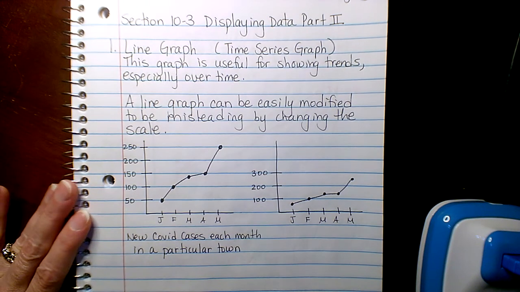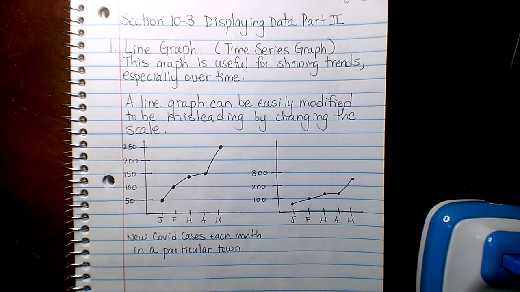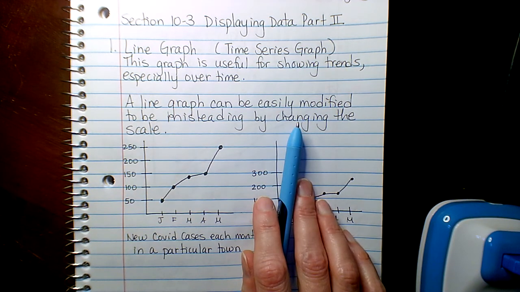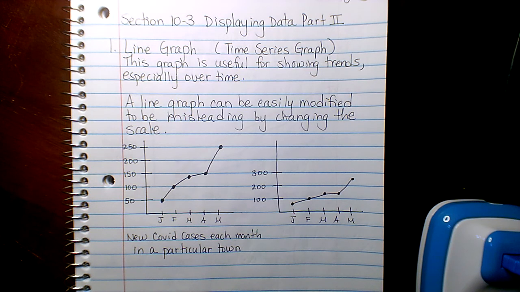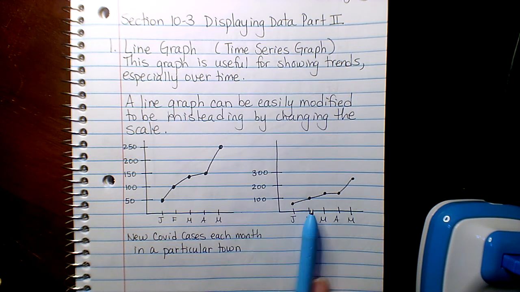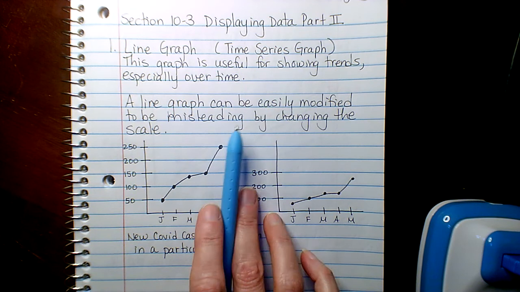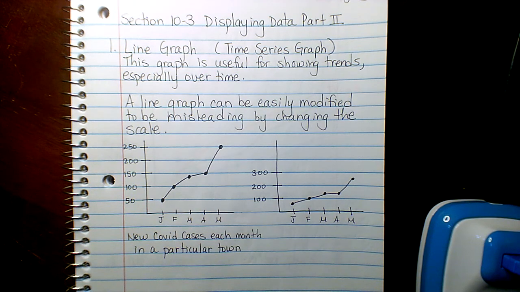So, for instance, a lot of the line graphs that we've been seeing lately have to do with COVID cases, right? So, you can easily modify a line graph like this to make it more misleading, okay? If you change the scale, look at these two graphs. If we tell you that the new COVID cases per each month in a particular town, which one of these graphs looks scarier? Well, this one's like, oh, well, it's not too bad. This one's like, holy crap, it's climbing. Depends on the scale.